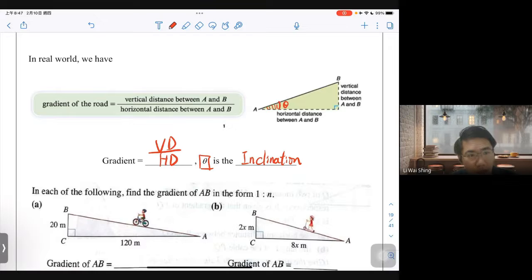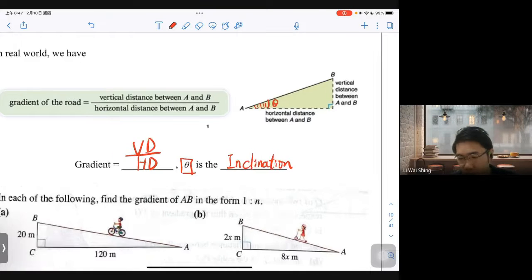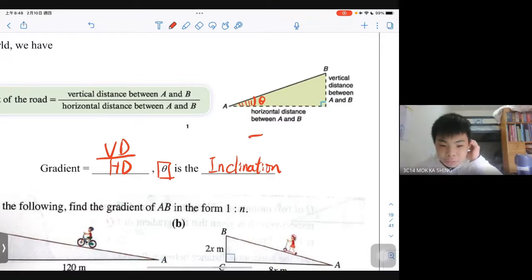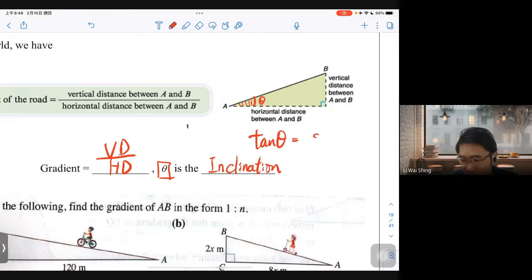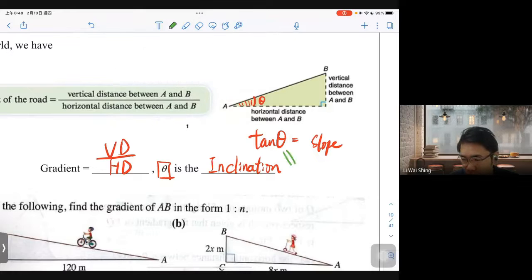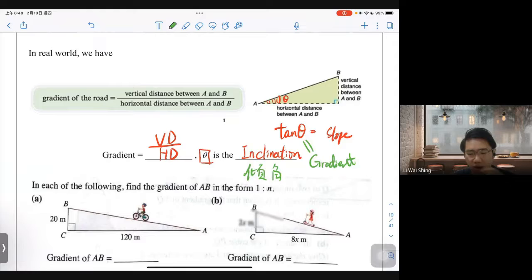What is the relationship? Gradient and slope. Between the inclination and the slope, do you remember the formula? Tangent beta equals the slope. Yes, tangent theta equals the slope. So in this section, tangent theta equals the gradient. Okay, inclination, 傾角 in Chinese. Okay, finish teaching.